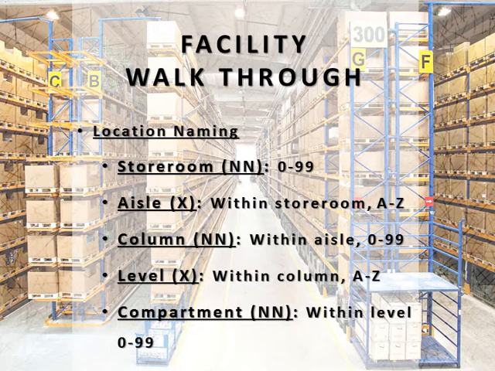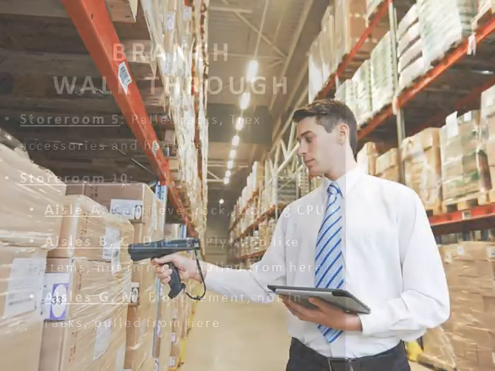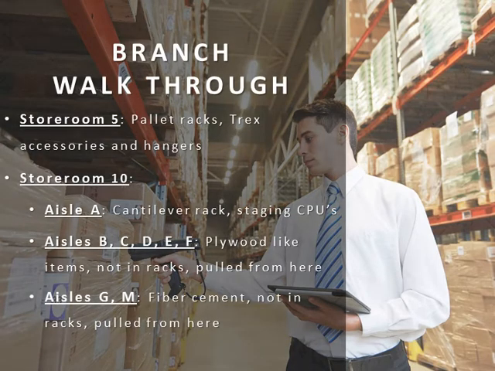Under location naming, storeroom NN is 0 through 99. Aisle X is the aisle within the storeroom. Column NN is the column within the aisle, 0 through 99. Level X is the level within the column. Compartment NN is the compartment within the level, 0 through 99. Now, onto the branch walkthrough.